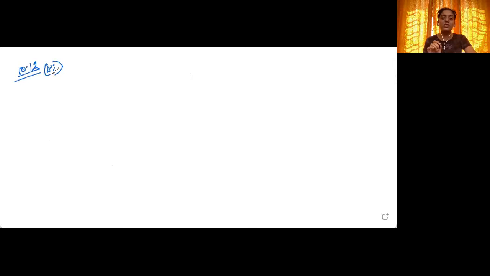Anhydrous conditions means there should not be any water, not in the form of vapors, not in the form of droplets, nothing should be there. Completely dry conditions should be there. There should not be any water in the medium where we are preparing Grignard reagents. Why so? Because Grignard reagents are very reactive. RMgX is the Grignard reagent. They react with water and lead to the formation of alkane molecules.